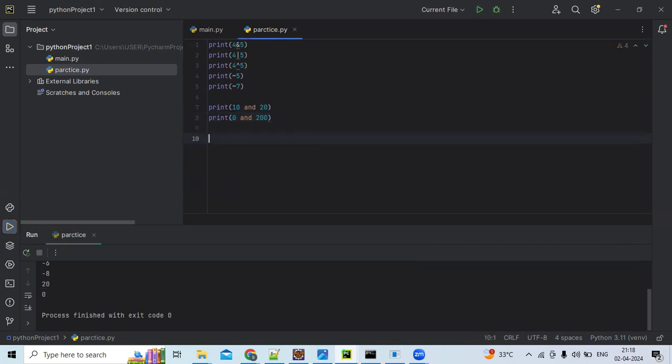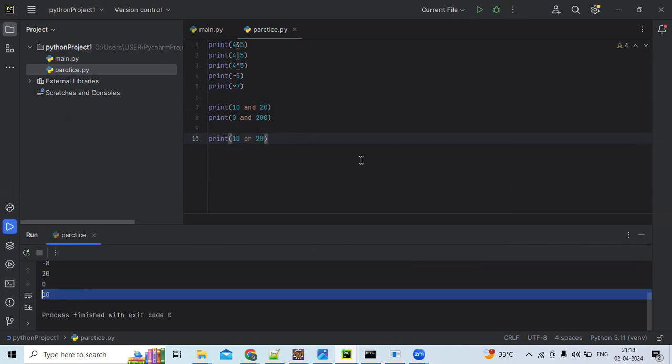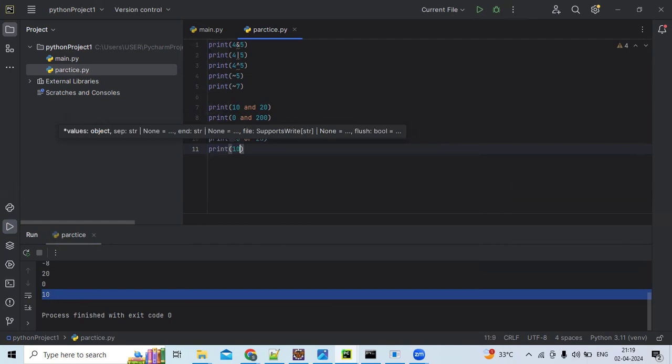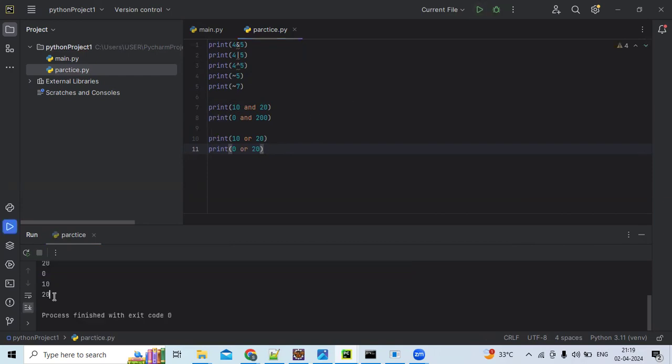See, now we'll go for or. Print x or y. So if x value is true, my answer is x, else y. Am I correct, guys? Now let us make x as false. Okay, guys? If x is not true, then the answer is y here. Okay. So the answer is 20 here at the last. Okay, guys? See? Yeah, that's it.